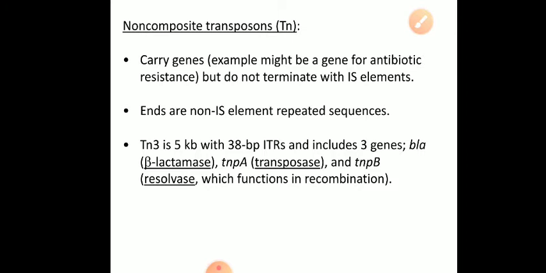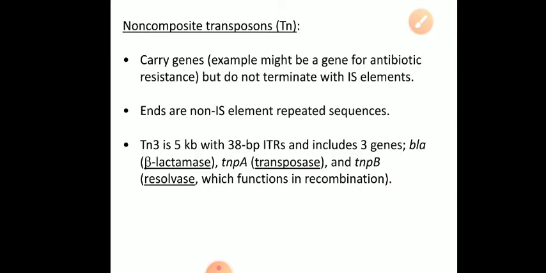In a composite transposon, the centrally placed DNA has an antibiotic resistance gene, and at both the terminal ends there is an IS element. In a non-composite transposon, centrally placed genes are there. An antibiotic resistance gene is there, and apart from the antibiotic resistance gene, other genes are also present. But at the terminal ends, complete IS elements are absent. The ends are non-IS element repeated sequences. Repeat sequences are there at both the terminal ends, but they are not IS elements.